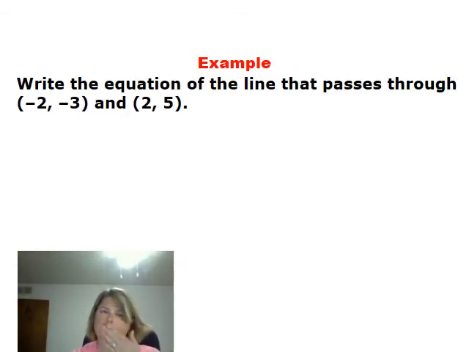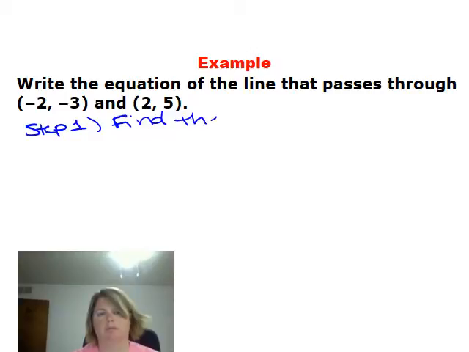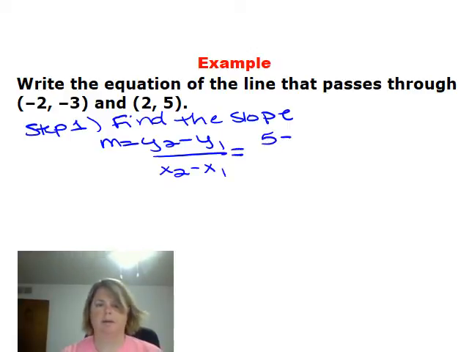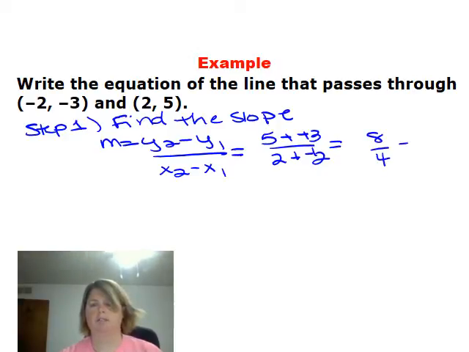All right, so now let's look at one where they give you 2 points. So you have 2 points. The first step is going to be find the slope. So write these steps down. Okay, so let's go ahead and find the slope. So m is equal to y sub 2 minus y sub 1 over x sub 2 minus x sub 1. Change them to plus a positive, and you get 8 over 4, which is equal to 2.